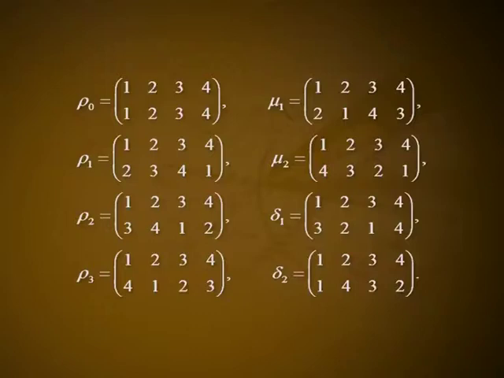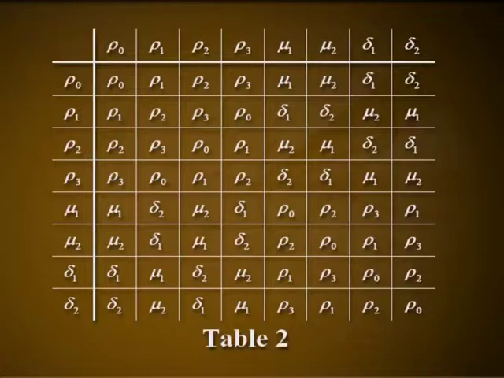Delta 2 is equal to the permutation 1 to 1, 2 to 4, 3 to 3, 4 to 2. The group table 2 for D4 is given below. Note that D4 is non-abelian. Attention! Never confuse S4 with D4. S4 is a symmetric group on 4 letters with 4 factorial equal to 24 elements, while D4 is a group with just 2 into 4, which is equal to 8 elements.